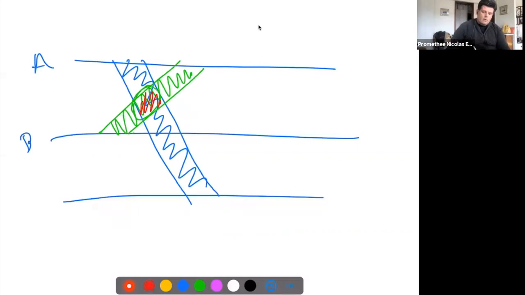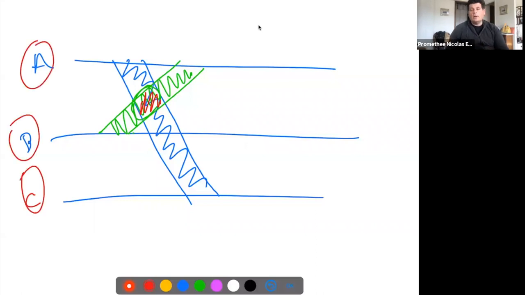Can you tell me if A, B, or C can detect the collision? It's a yes or no answer. So please go to the chat and put a Y for yes or a no. Or maybe put who knows about the collision. Can anybody tell me who knows about the collision?